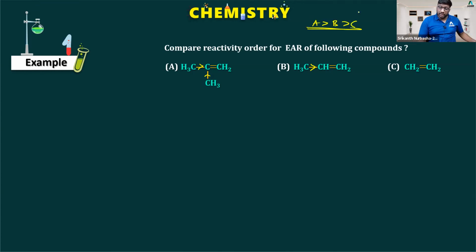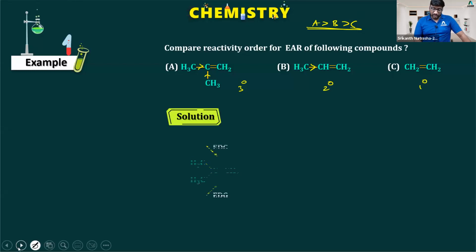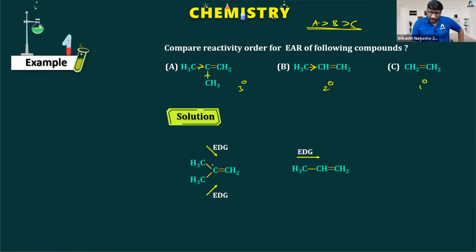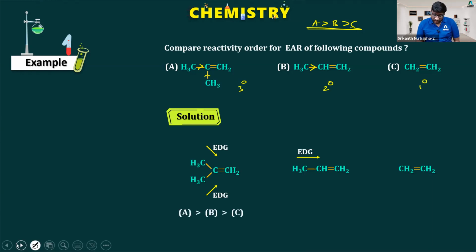With respect to more nucleophilicity of the alkene, I have commented A greater than B greater than C. Now I will comment on the carbocation stabilities. Here I will get a 3 degree carbocation, here a 2 degree, here a 1 degree. So based on the carbocation I can comment the same. Yes or no? Two electron donating groups in the first compound, only one in the second, none in the third. So A greater than B greater than C is the right order.